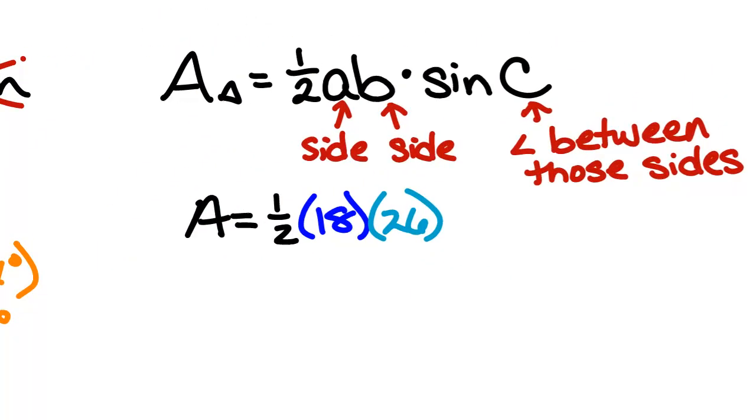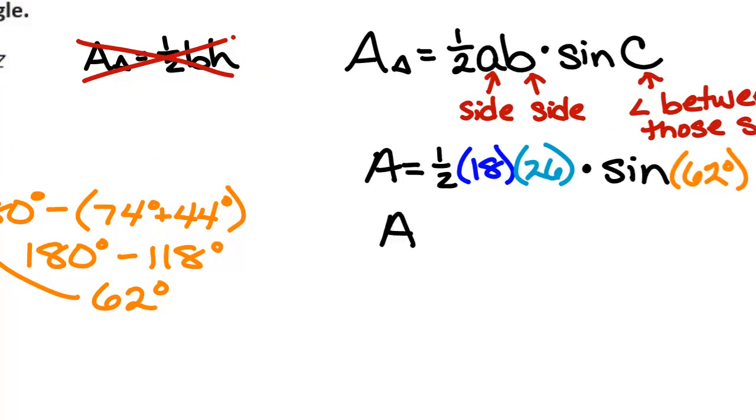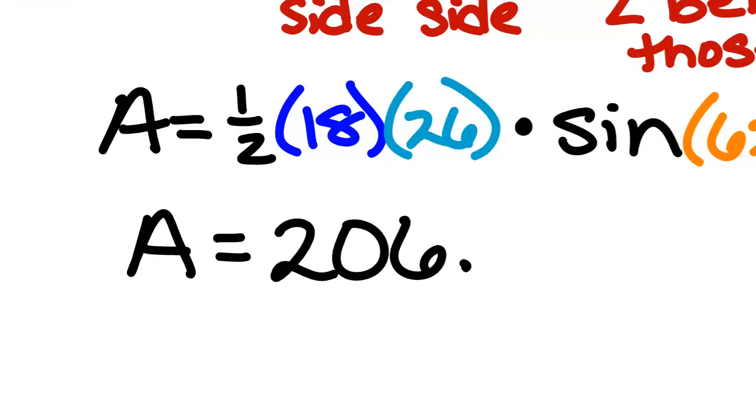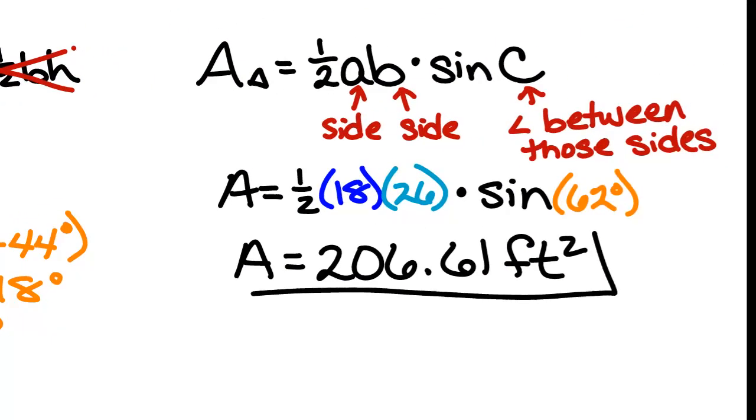So 1/2 times 18 times 26 times the sine of 62 degrees. Make sure that the calculator is in degrees mode before you put this into your calculator. Up at the very tippy top, it should either have a letter D or DEG, depending on the kind of calculator you're looking at. But if it is not in degrees mode, it won't give you the right answer. Yep, 206.61. And that would be feet squared.